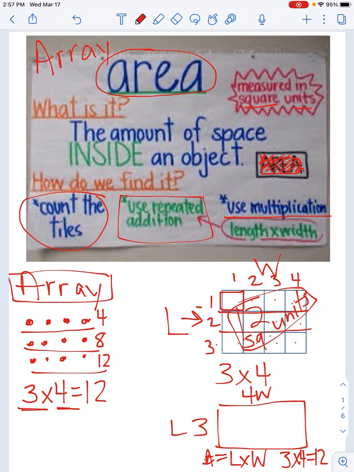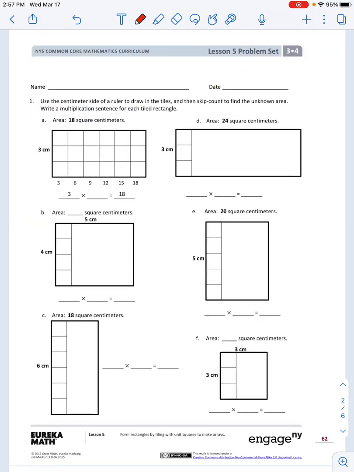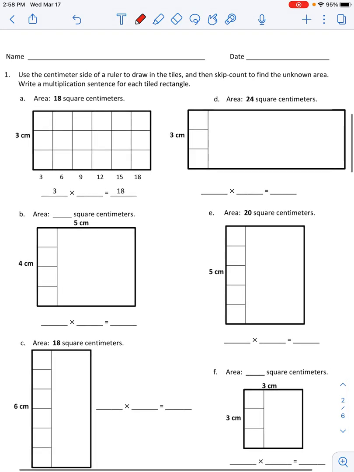Now let's look at the problem set. You're going to go through this with me, and then your homework will be very similar to your problem set, so don't skip through the problem set. Here's the problem set. It says, use the centimeter side of a ruler to draw in the tiles. Then skip count to find the unknown area. Write a multiplication sentence for each tiled rectangle.